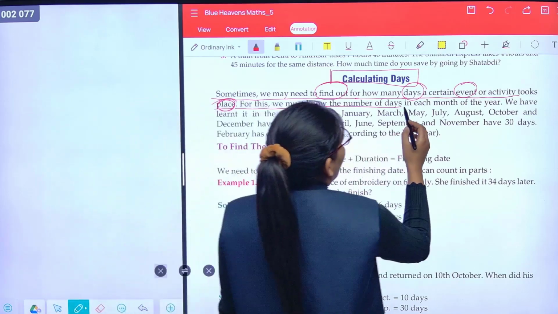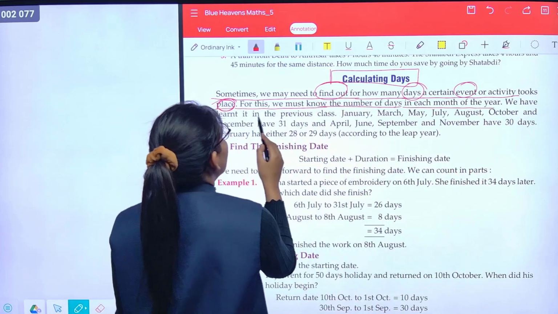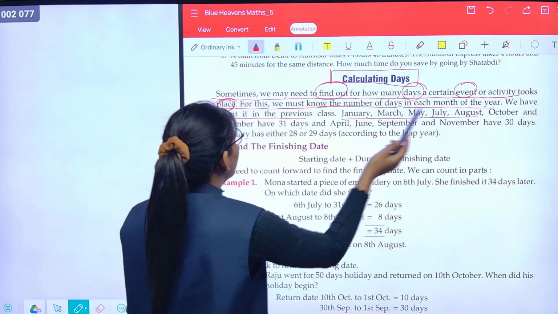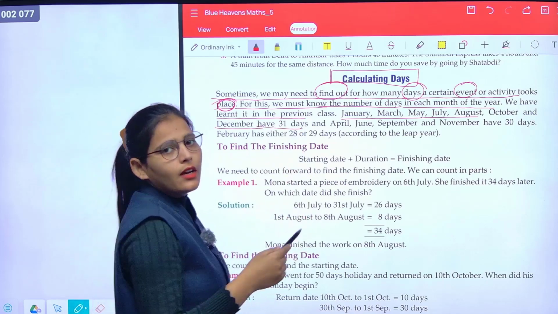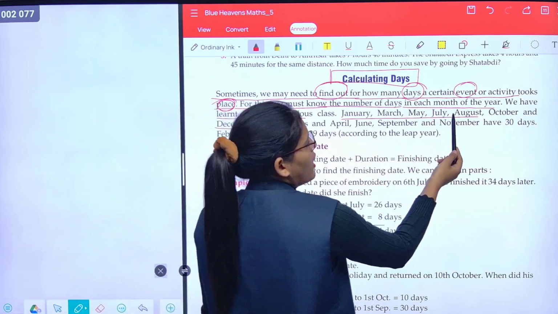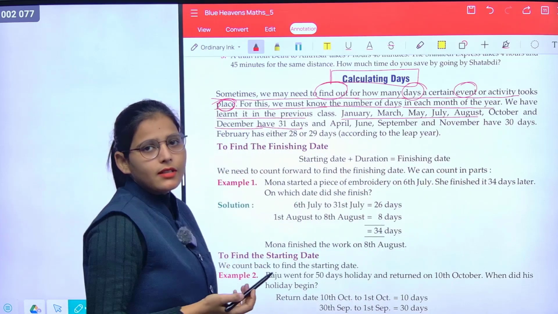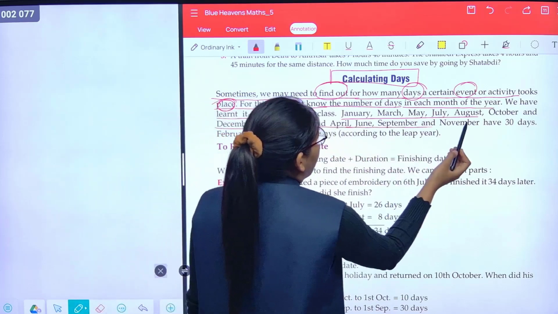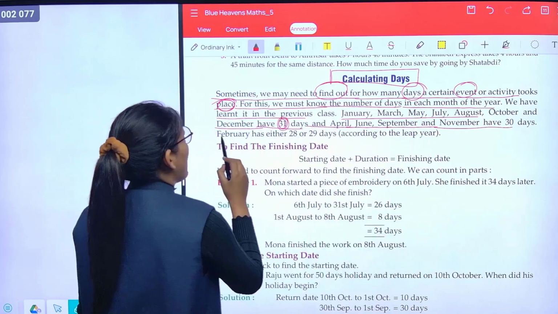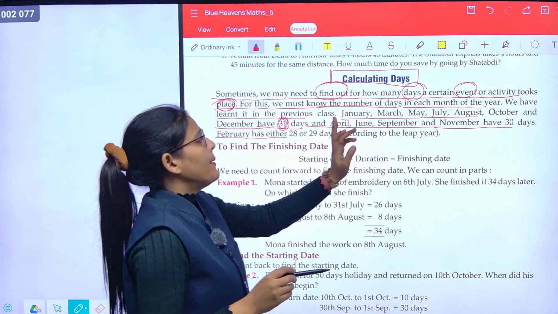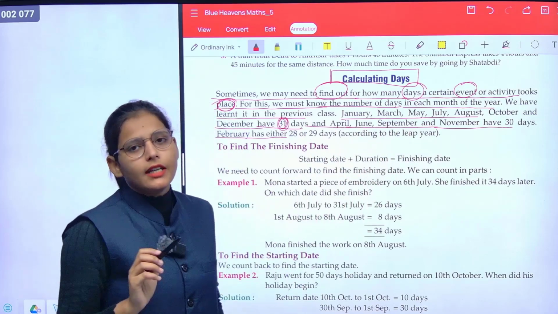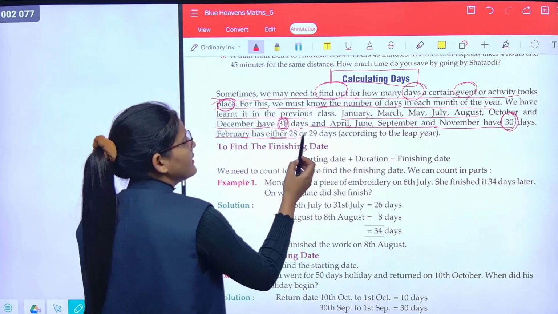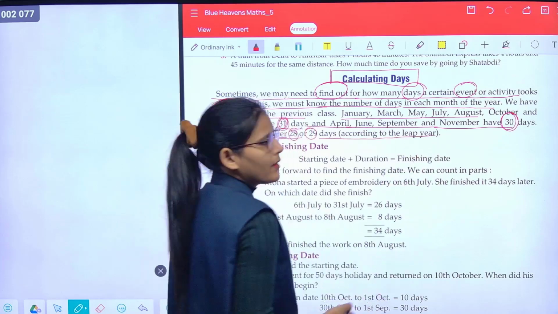In each month of the year, we have learned it in the previous class: January, March, May, July, August, October, and December have 31 days. How many days do they have? 31 days, class. And April, June, September, and November have 30 days. Class, see, April, June, September, and November have 30 days. How many days? 30 days. Now February has either 28 or 29 days according to the leap year.